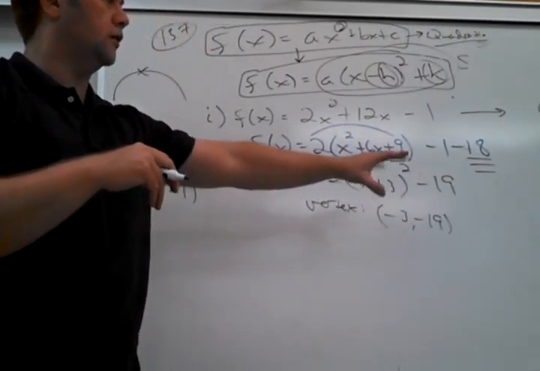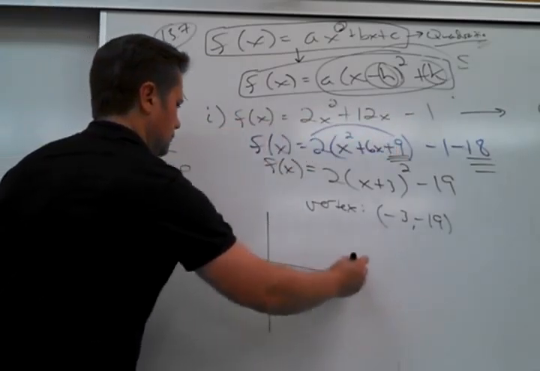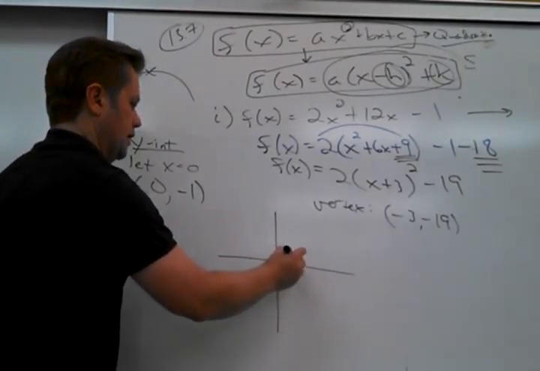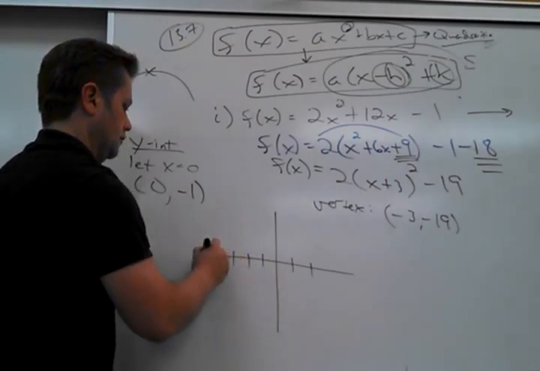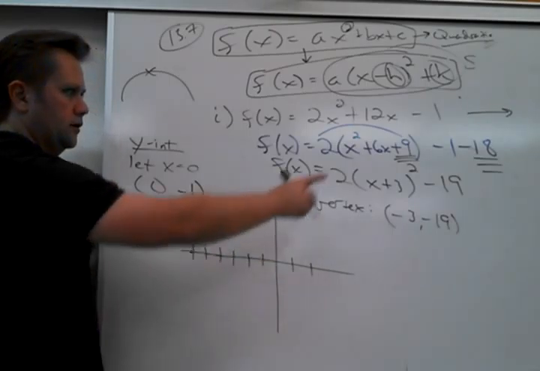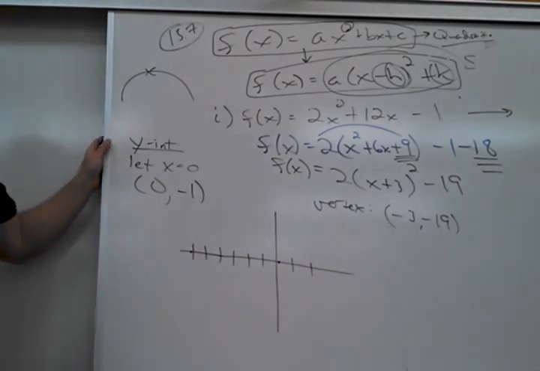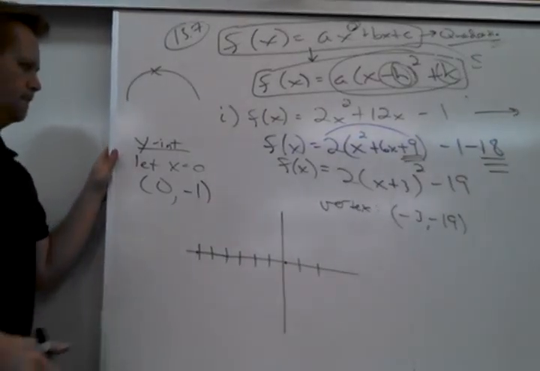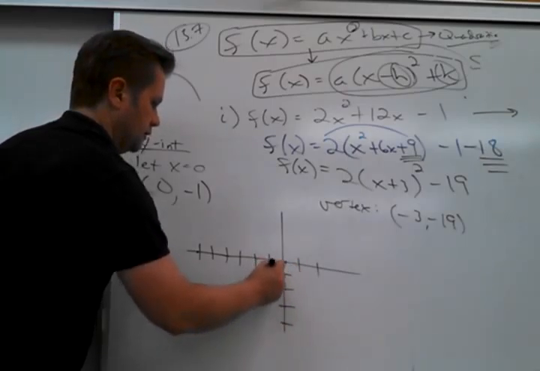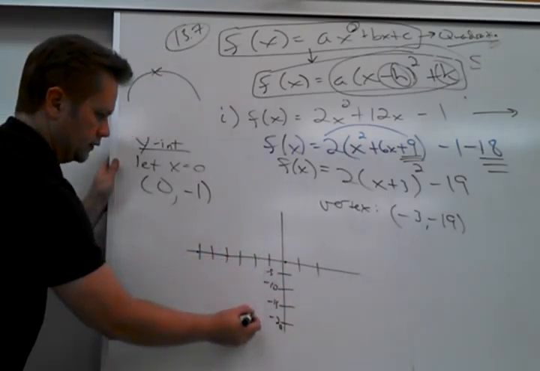All right, so now I know the x-intercepts. I know the y-intercept. So if I go to graph this thing, I know it's going to hit at negative 6.08, so about right there, and positive 0.08, so like right there. Where's the vertex again? Negative 3, negative 19. So let's make this scale like 5s: negative 5, negative 10, negative 15, negative 20. So negative 3, negative 19 is right there.